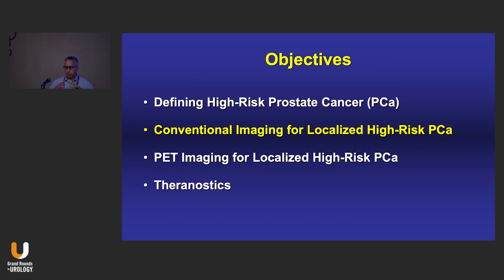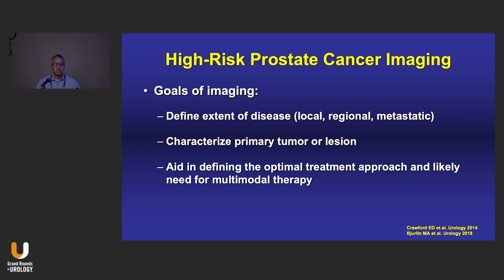So we've set on, all right, what is the definition of high-risk prostate cancer? Let's talk now about what is the conventional imaging, 2022, 2023, and then we'll go on to PET imaging. So what are the goals of imaging? Number one, define the extent of disease, locally, regionally, as well as the presence of metastasis. Number two, if we can, characterize the tumor, get some local tumor anatomy. And then obviously it helps in the global decision-making process on what you choose for therapy and whether this person may or may not need multimodal therapy to treat their disease.